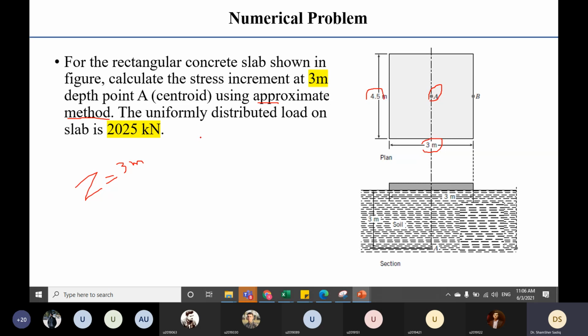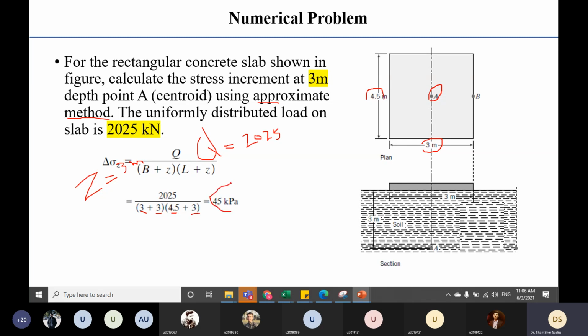The load Q given to you is 2025 kilonewton. Simply apply the formula; it's pretty simple to solve. Q divided by (3, the width, plus 3, the depth) multiplied by (4.5, the length, plus z). It means at 3 meter depth, due to this uniformly loaded rectangular foundation, the vertical added stress component will be 45 kPa. Any question?